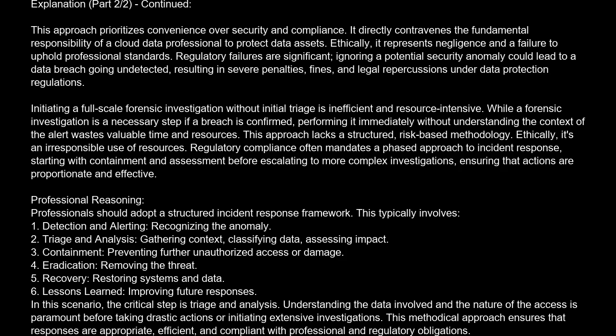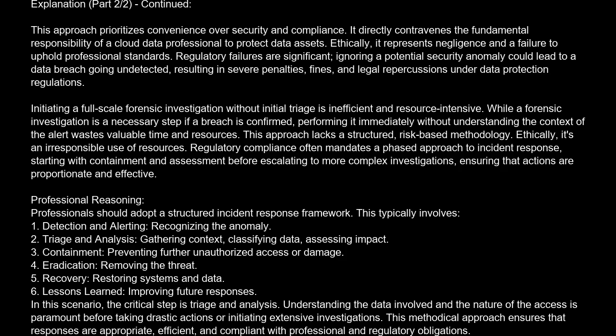While a forensic investigation is a necessary step if a breach is confirmed, performing it immediately without understanding the context of the alert wastes valuable time and resources. This approach lacks a structured, risk-based methodology. Ethically, it's an irresponsible use of resources. Regulatory compliance often mandates a phased approach to incident response, starting with containment and assessment before escalating to more complex investigations, ensuring that actions are proportionate and effective.